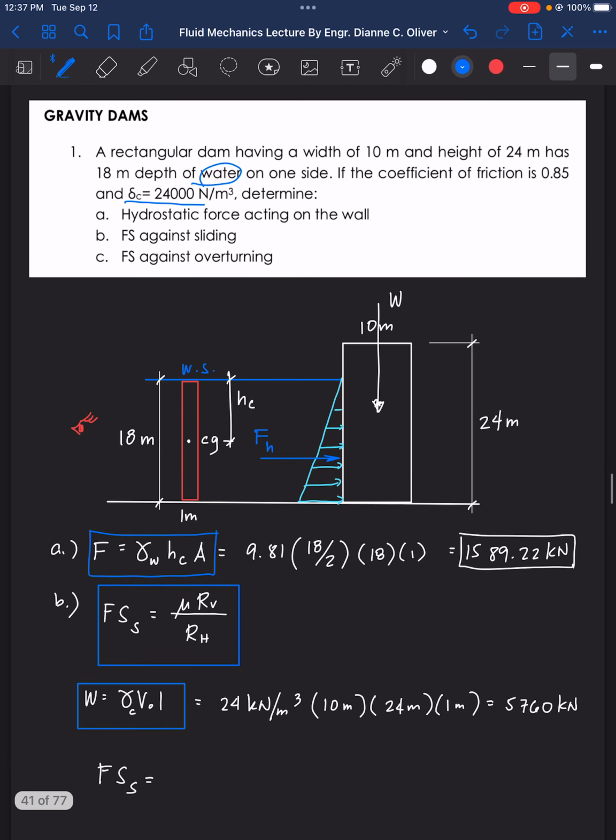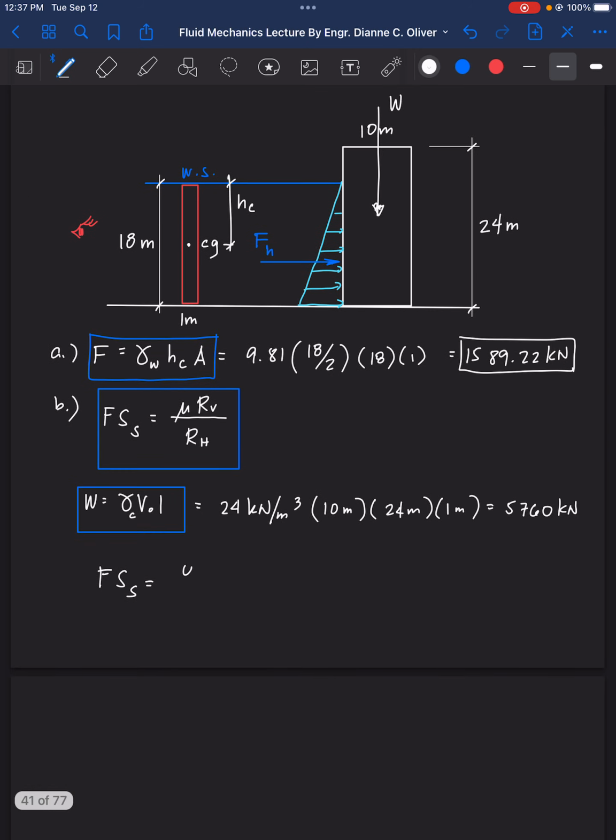Therefore, we now have factor of safety against sliding equals the mu. The mu here, or coefficient of friction, is given as 0.85, times the RV, that is the weight, 5,760, all over the RH, or that is the F, 1,589.22. So the factor of safety is unitless, and the answer here is 3.08.